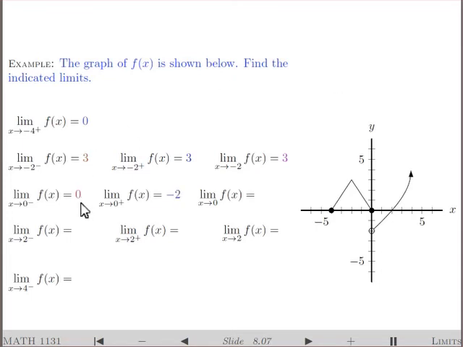The two one-sided limits are different, which is reflected in the graph in the fact that there is a break in the graph. Since the one-sided limits are different, the two-sided limit does not exist.